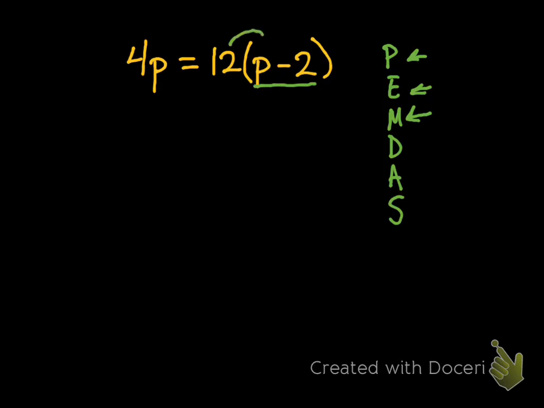And when we distribute this 12 in, the operation that's happening between the 12 and what's inside the parenthesis is multiplication. So we need to multiply the 12 times p and 12 times negative 2. So let's rewrite the equation. 4p equals 12 times p, which is 12p, and 12 times negative 2, which is negative 24.